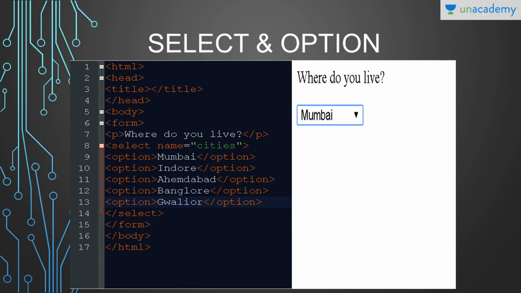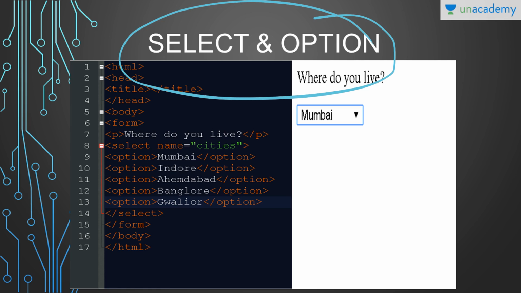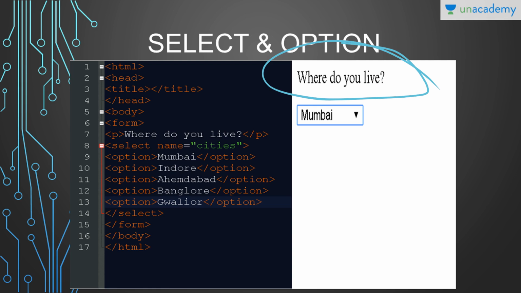There are two more elements in HTML which are very useful while designing a form, and they are select and option. Here you can see there's a simple question, where do you live, written using a simple paragraph tag. The main idea of select and option is that you just have to select from the options. First of all, I've given a name, which is not useful for now, because it is used when we work with PHP.